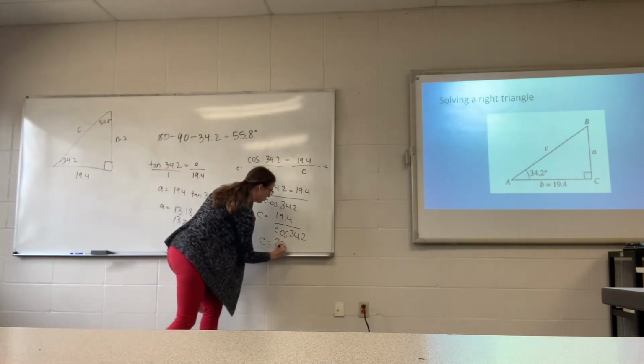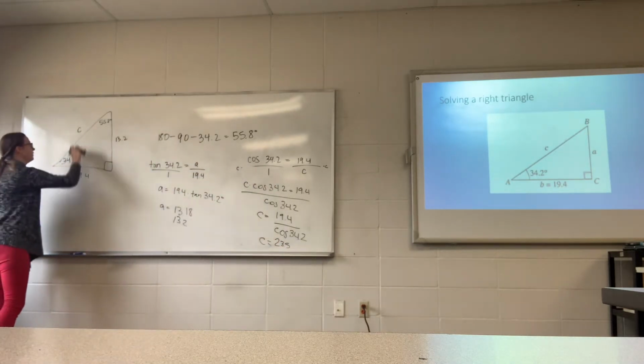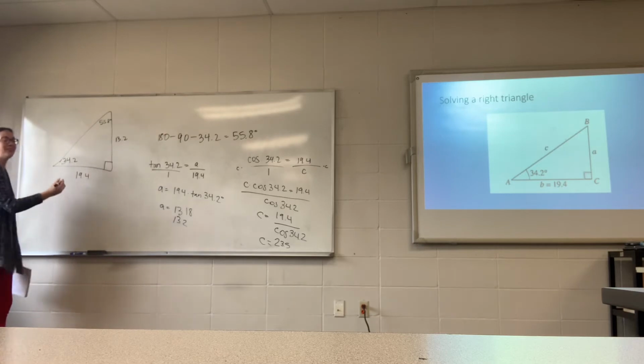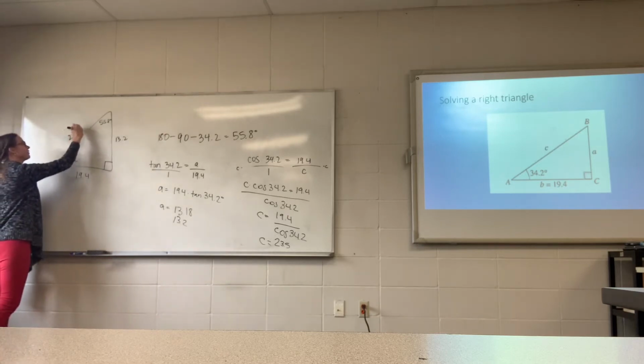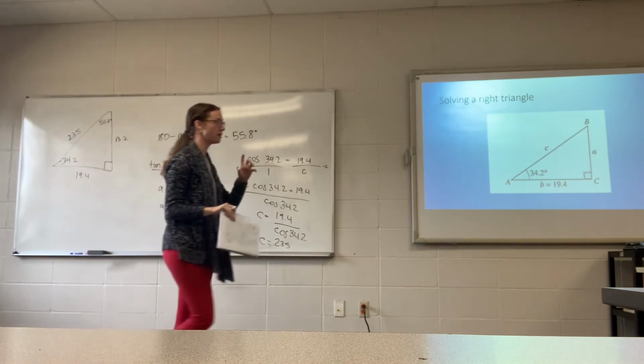Three numbers. This is like all the values. That'd be nice. Yeah, so 23.5. Okay, so there's my triangle all solved. So we found all of our sides and all of our angles.